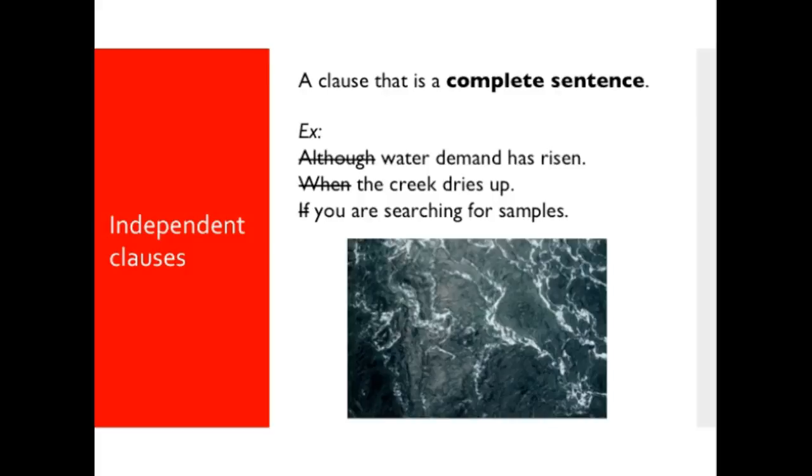So you want to be aware when you're writing that you're not using a word like since or because or although, however, something like that, setting up the expectation for more information and then only having one clause there. That means you're going to either need to cross out the first word or add in a second clause.